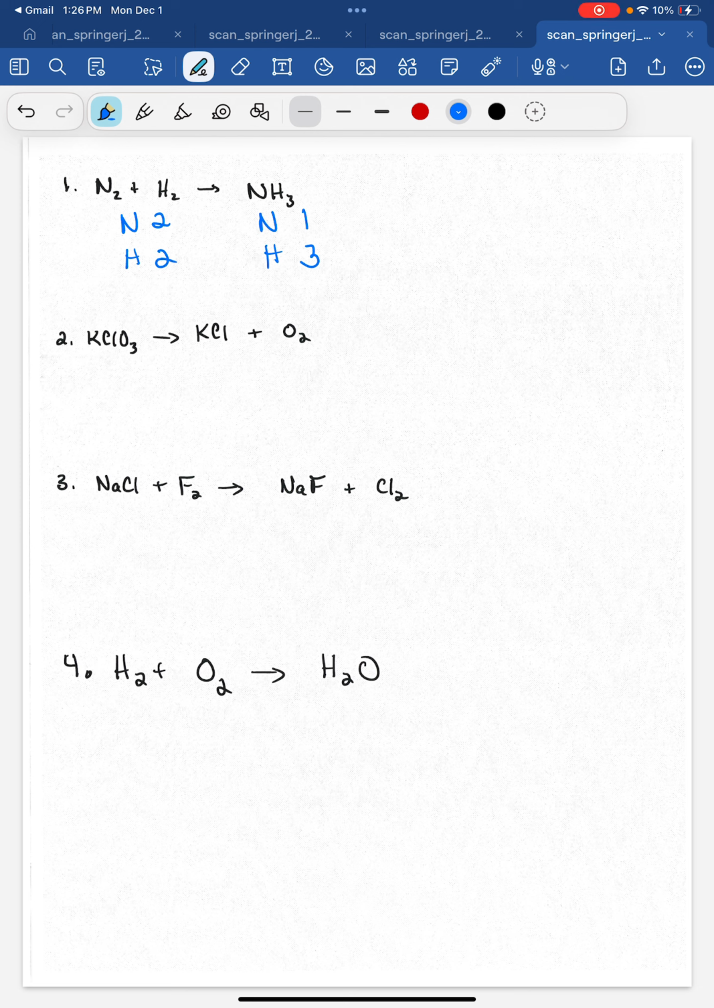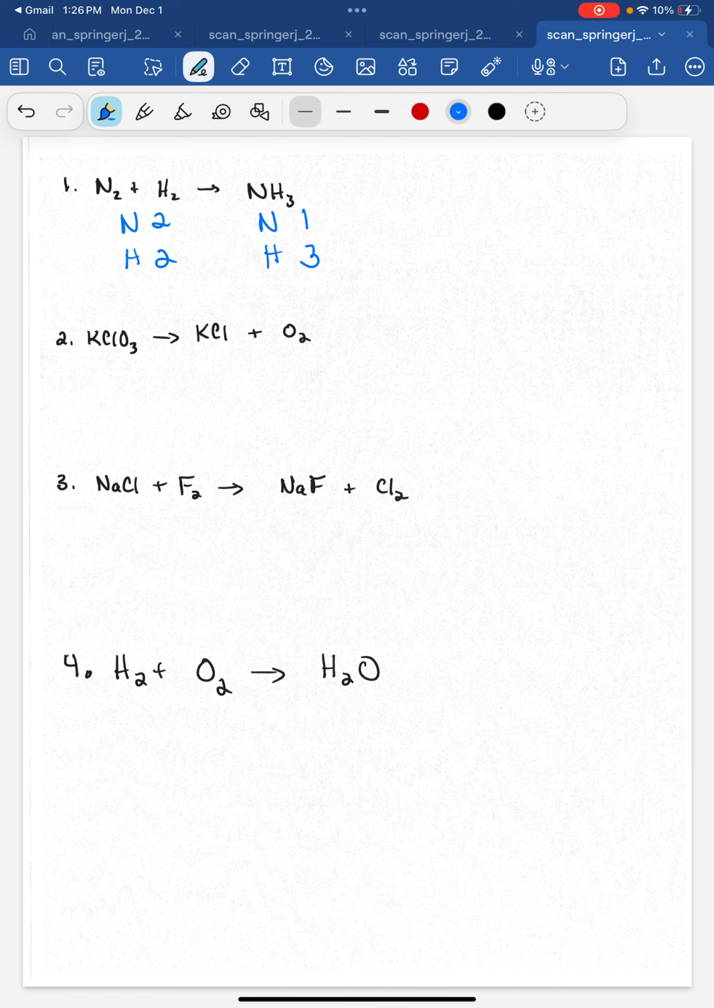And then all we can do, we cannot change the subscripts. That's the little numbers. We can only throw in coefficients. That's the big numbers out front. And so it looks like there's no really wrong way to do this one. We might start with the N.